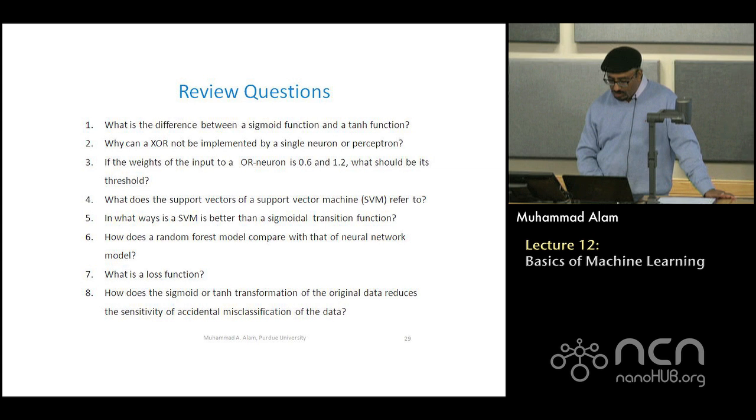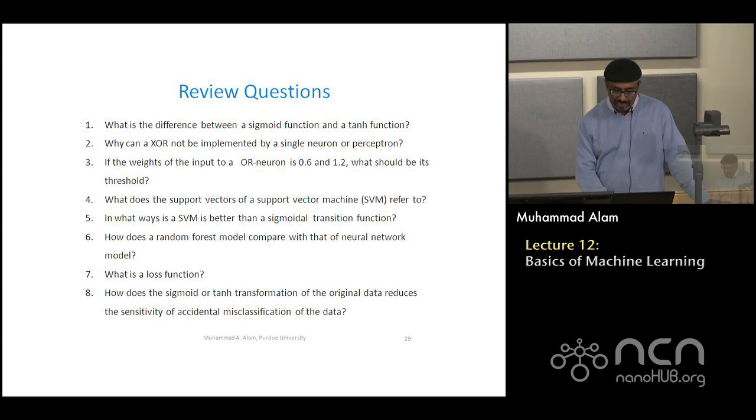Answer this question. These things would be in the final. I'll ask you this: what is the loss function? I hope you remember. MAD loss function, normal loss function. And this accidental misclassification is the reason why sigmoidal. And okay, that's all I have today. In the next class, we'll pick up.